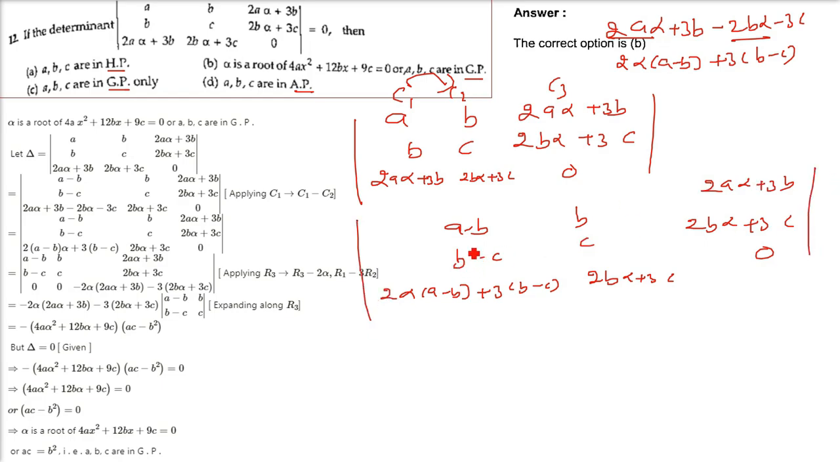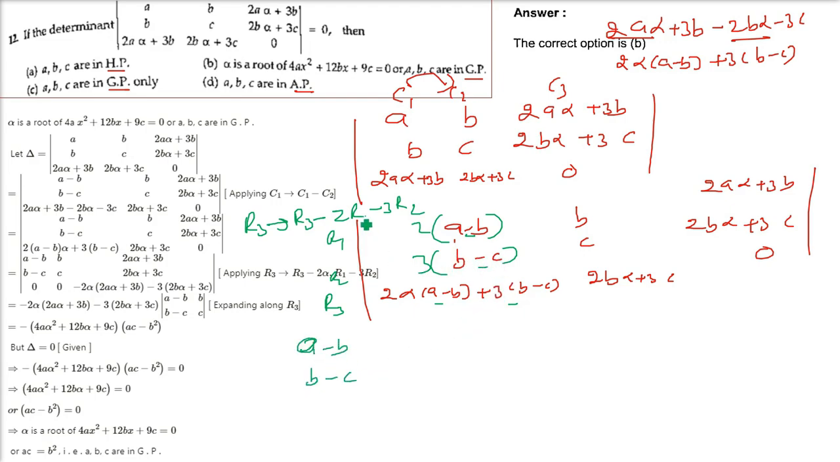Now if you multiply the first row with 2 alpha and multiply the second row with 3, and subtract it from the third row, then you will get a 0 here, right? So we are changing row 3 to row 3 minus 2 alpha of R1 minus 3 of R2. Please remember it is not 2R1, it is 2 alpha R1. So A minus B, B minus C is already there. So 2 alpha, let me write it, 2 alpha here and 3 times B minus C.